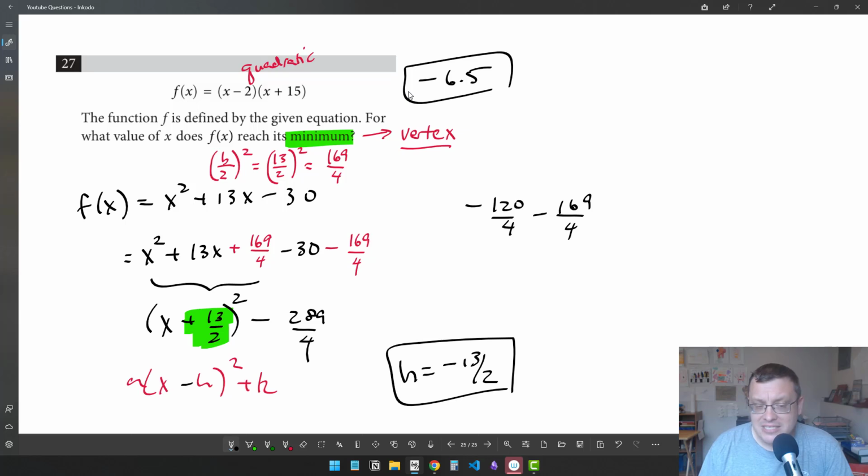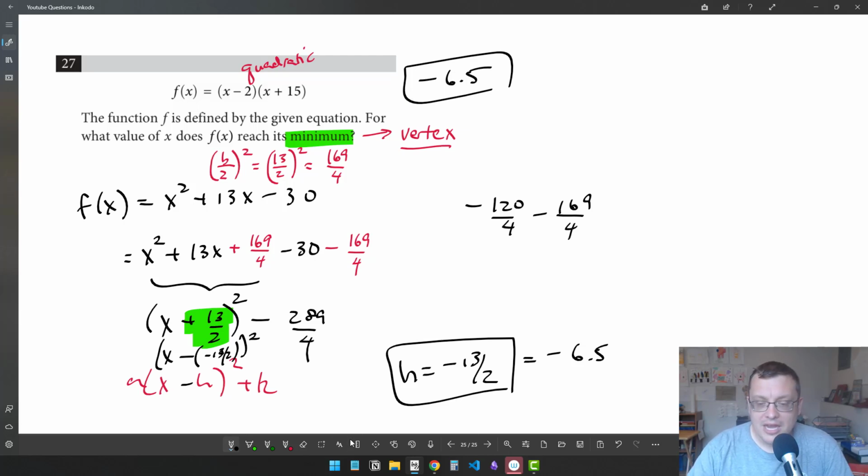If the equation is x minus h squared, then when I plug in negative 13 halves here, it'll be x minus negative 13 halves, right? You can think of it as just literally this: x minus parentheses negative 13 halves squared. And that tells us that h is negative 13 halves, which is the same thing as negative 6.5. So we get the same thing.